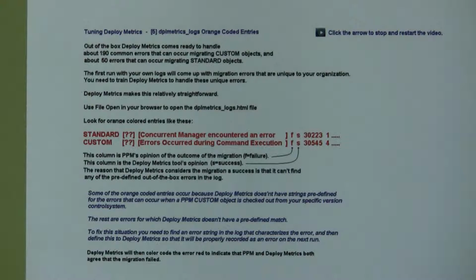These are migrations that PPM has said have failed, with an error reason that Deploy Metrics doesn't have a ready-made definition for. You'll need to find an error string that characterizes the error and define this to Deploy Metrics. After you've done this, on the next run, the color coding of the entry will change from orange to red to indicate that PPM and Deploy Metrics both classify the migration as failed.